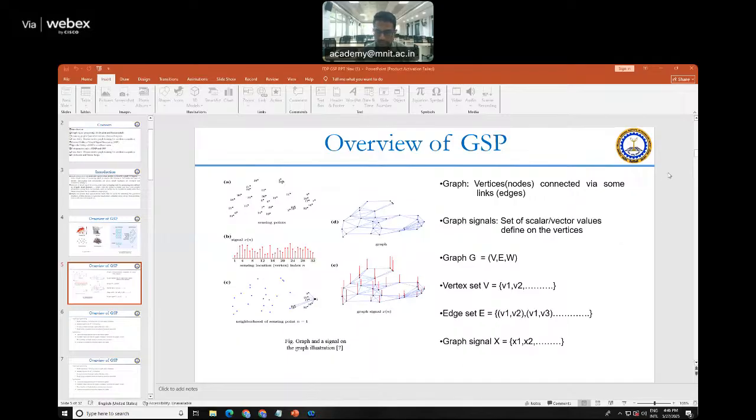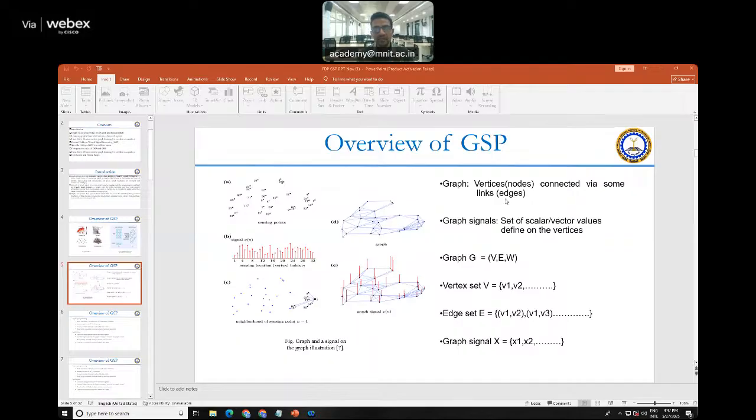So what does it say here? Graph signal. So what do you mean by the graph? A graph basically consists of two things, vertices and edges, nodes and edges. A node is basically a single point and an edge is basically the link between two points.